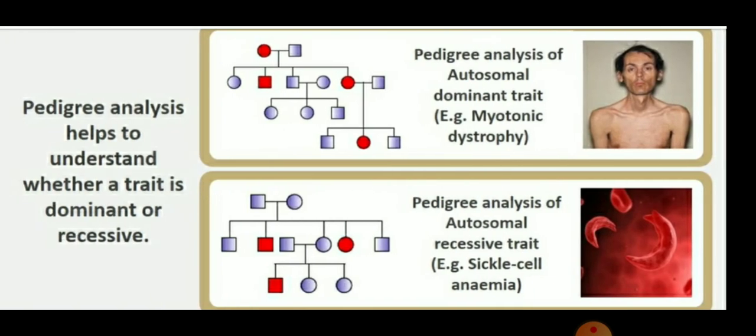So children, pedigree analysis helps to understand whether a trait is dominant or recessive. For example, pedigree analysis of an autosomal dominant trait, for example myotonic dystrophy, and the pedigree analysis of an autosomal recessive trait, for example sickle cell anemia.